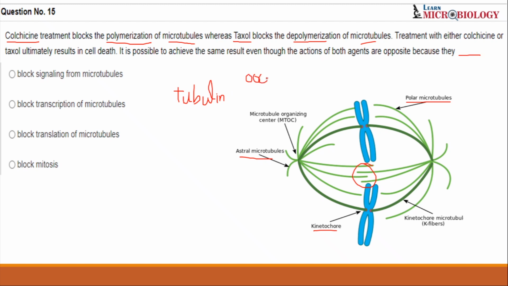When new tubulin molecules are added, that process is called polymerization. When a new microtubule is forming from here, the tubulin will get added like this, and then the microtubule will get extended, correct? So that is polymerization. Now what is depolymerization? Depolymerization is when this microtubule loses tubulin and becomes shorter and shorter.